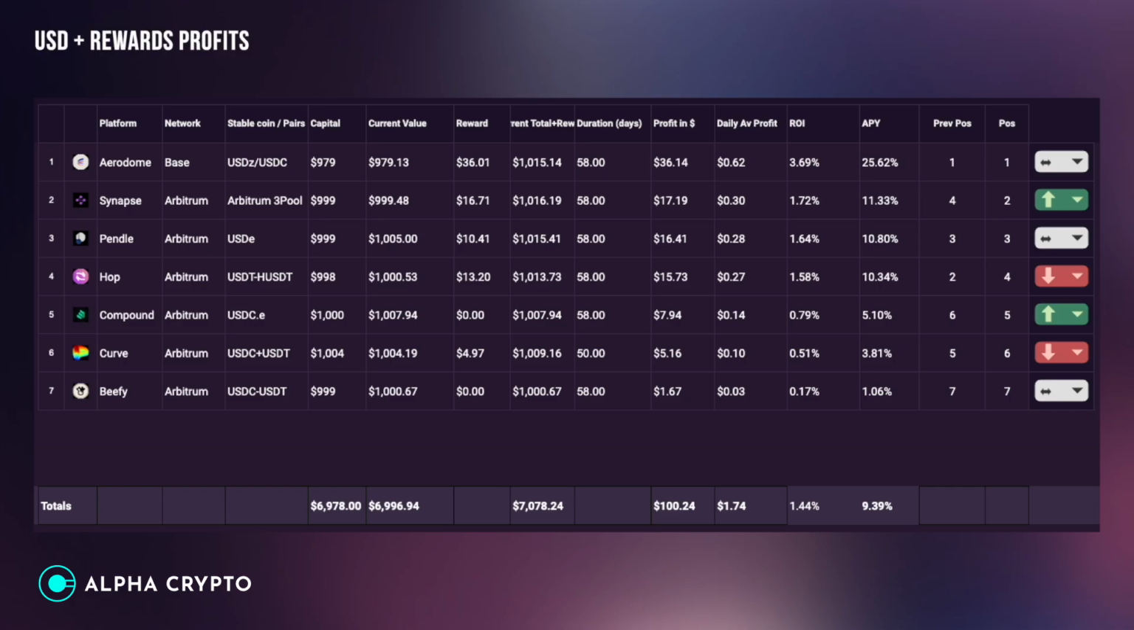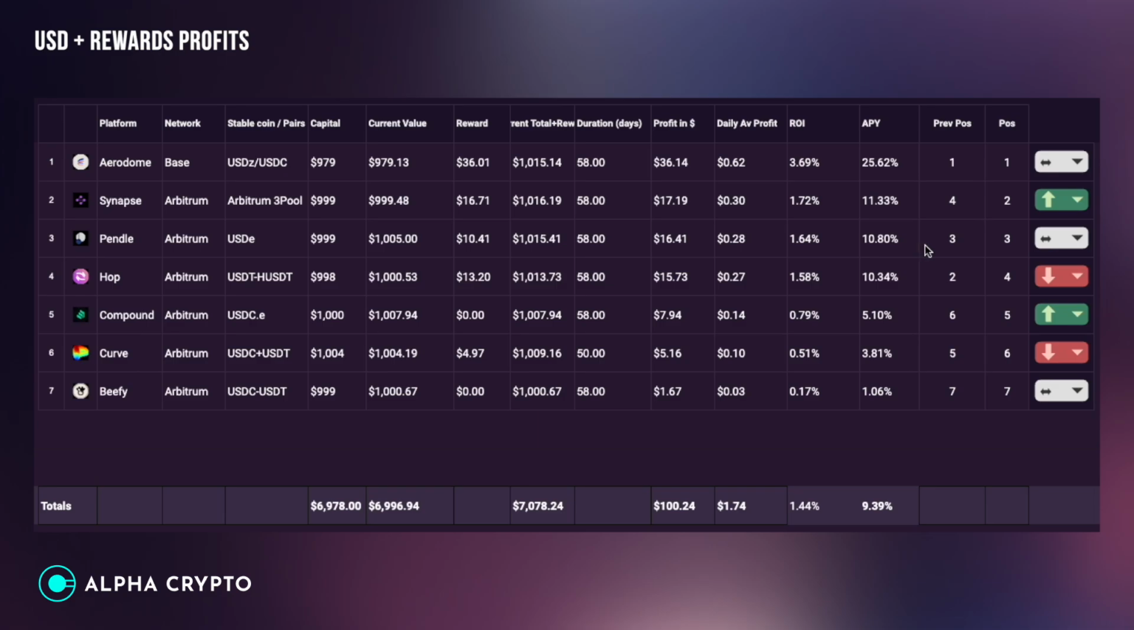So let's look at our profits including the rewards, and as you can see, Aerodrome was in the bottom tier on the USD values only, but number one in terms of the rewards that have been given to us. And you can see the reward of around $36.01 over 58 days, that gives us a daily average profit of around 62 cents, an APY of 25.62%. Hasn't changed, it's still in number one position. Synapse also has climbed up the ladder from previously position number 4, now in position number 2. We've made a profit of around $16.71, and that gives us around 30 cents a day.